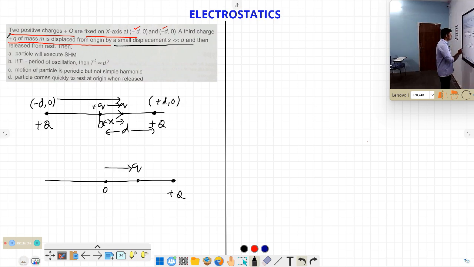Now what is the distance from this charge? From this plus q, what is the distance of that one? This is the distance. This distance is already given. The distance is, this is minus d. That minus indicates the direction only.